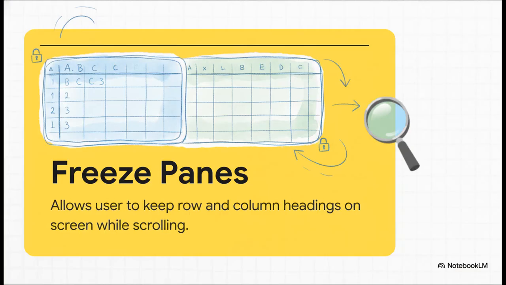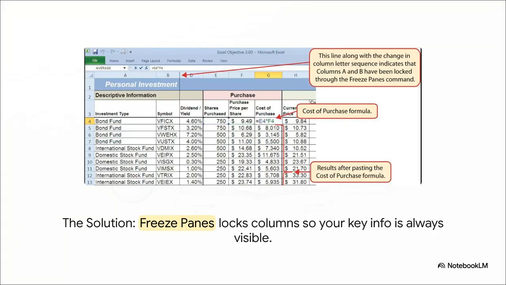The solution is a super simple, but believe me, an incredibly powerful little command called freeze panes. And it does exactly what it sounds like. It freezes or locks any rows and columns you tell it to, so they stay put no matter how far down or across you scroll. And here's what that looks like in the real world. Check out this personal investment sheet. You see how the column letters jump from B straight to D? That's freeze panes doing its job. Columns A and B are totally locked in place, so no matter how far to the right we scroll, we'll always know which investment we're looking at. It's proof that a smart spreadsheet always starts with good organization.